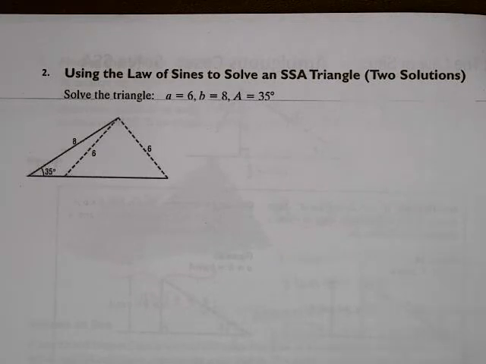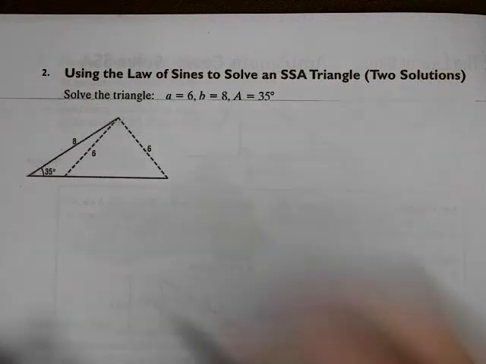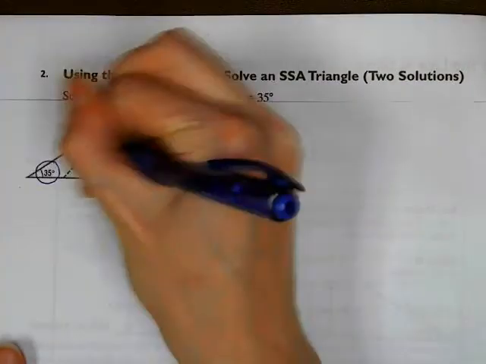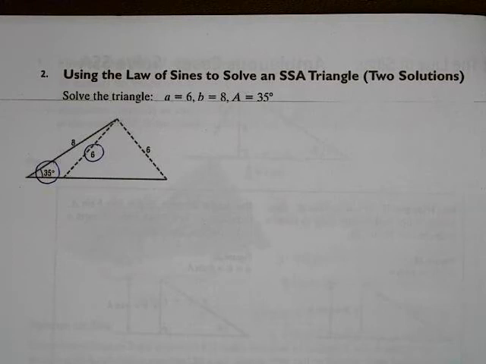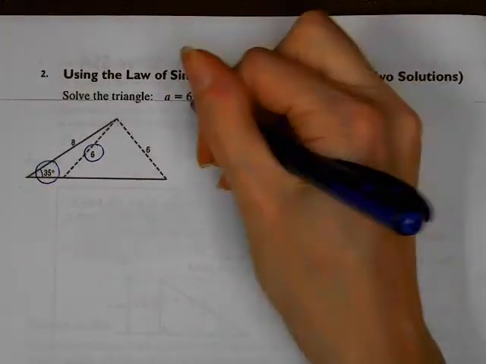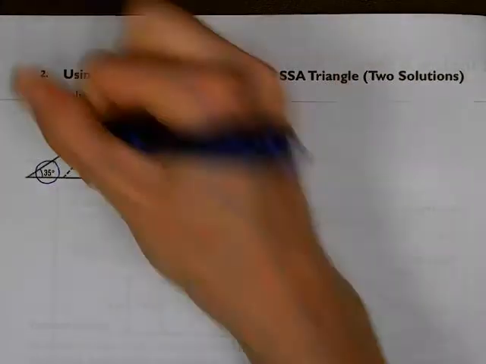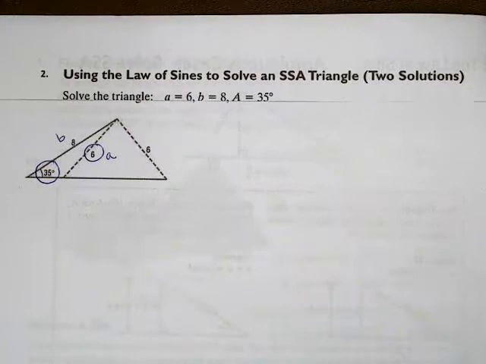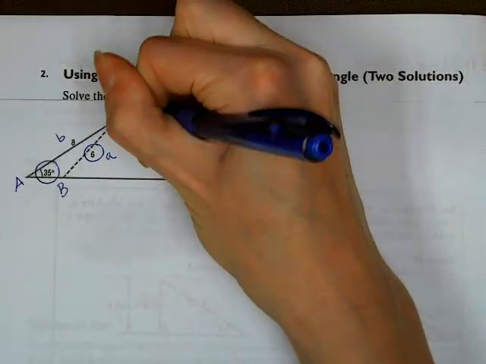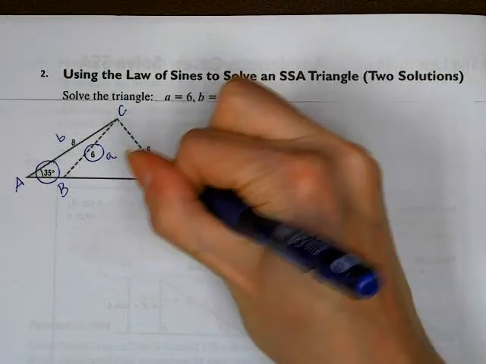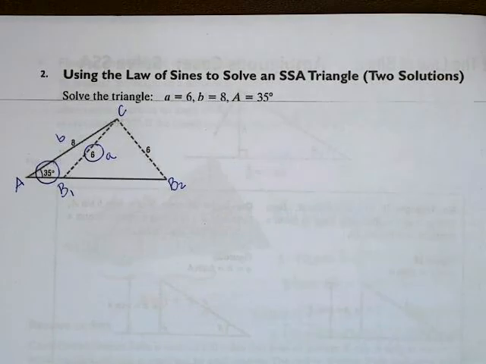Okay, so let's set up our first ratio here with law of sines. We have the 35 and the 6 being opposite each other. So let's definitely use those. And actually, why don't we name these? A is 6, B is 8, and angle A is 35. That means this is angle B and this is angle C, and this is our second angle B. Okay, so that could be like B1 and B2.